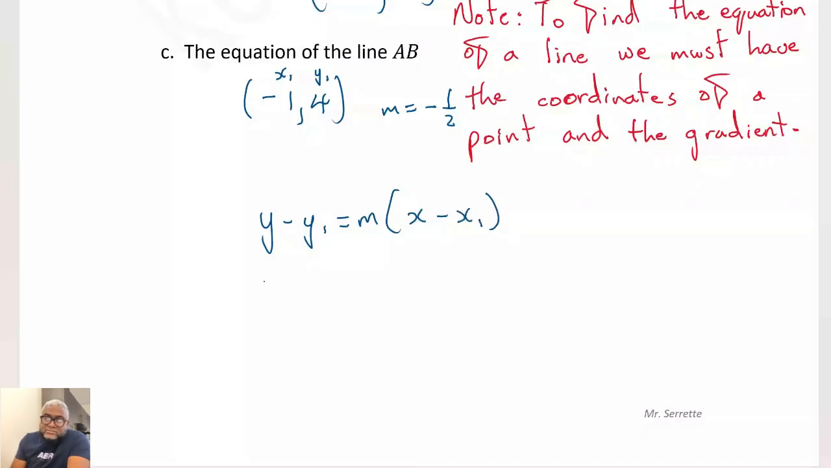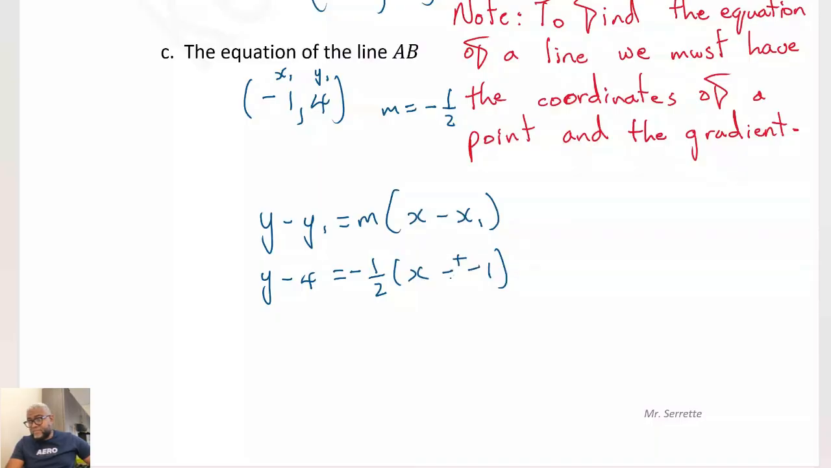What's the next line here? y minus what? y minus 4 equals m bracket x. What's m? Negative a half. x minus, what is x1? Negative 1. Everybody good there? First things first, a minus and a minus is a plus.